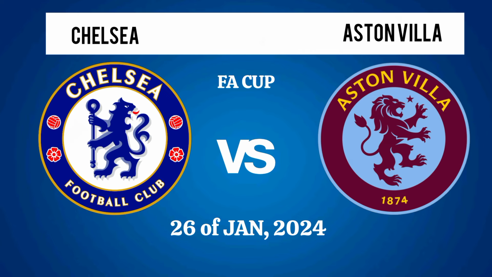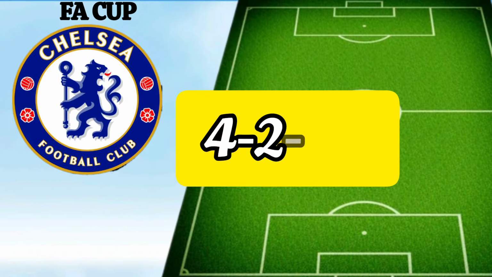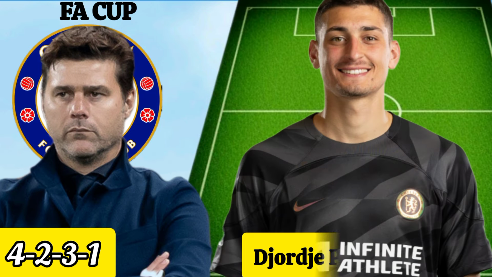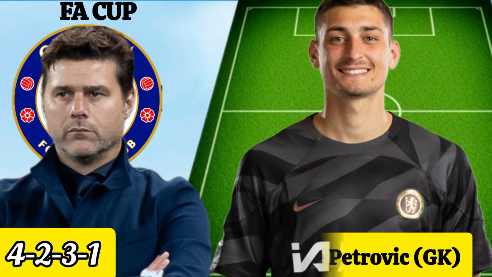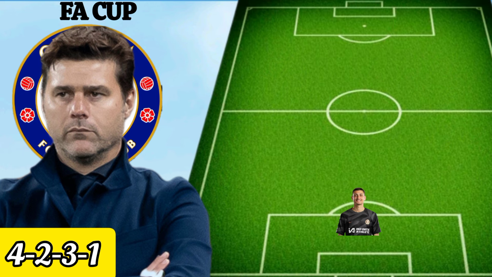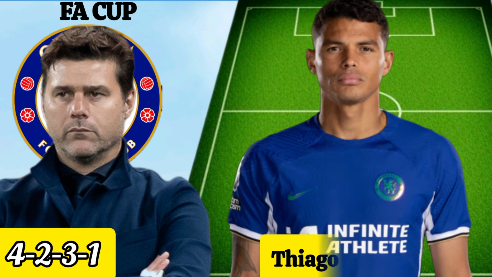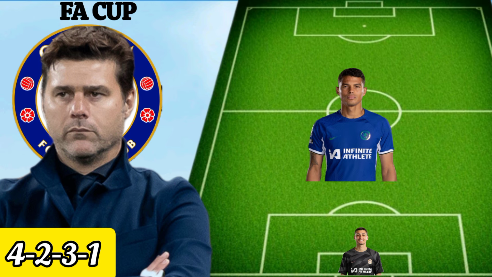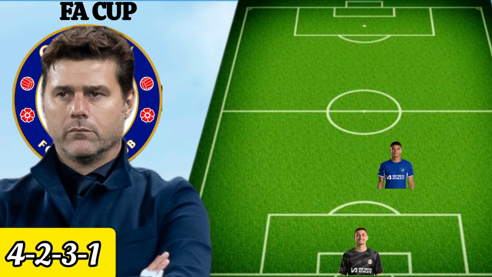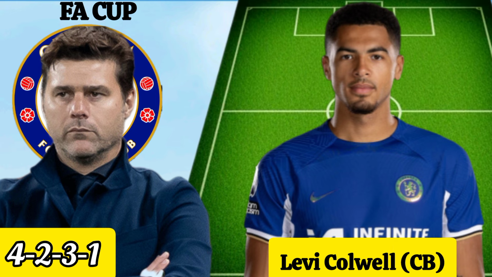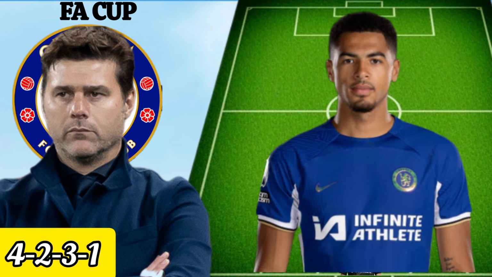Chelsea versus Aston Villa in the FA Cup 2024. Mauricio Pochettino will be using 4-2-3-1. Djordje Petrovic as the first goalkeeper in the absence of Sanchez. Thiago Silva as the centre back. Levi Colwill as a centre back, pairing Thiago Silva.